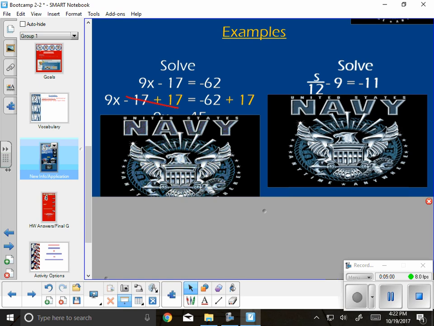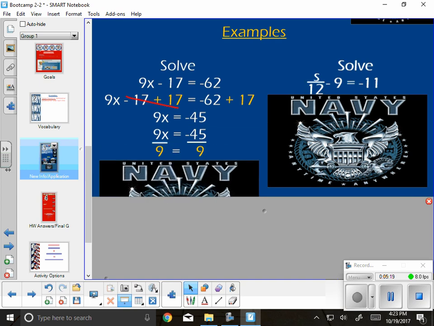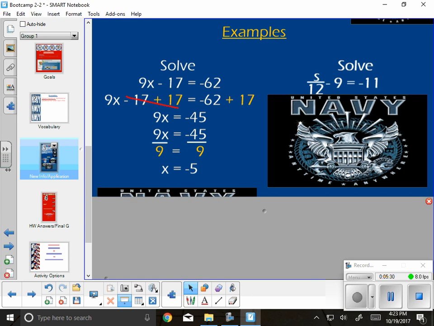and that'll leave you with 9x equals negative 45. So if we go to the next step, which would be step 3, we have to get rid of what is attached to the x or the variable. So to do that, in order to get rid of that 9, we're going to need to divide by 9. And when we divide by that 9, we have to divide both sides by it. We're going to get x equals negative 45 divided by 9, and negative 45 divided by 9 is negative 5.